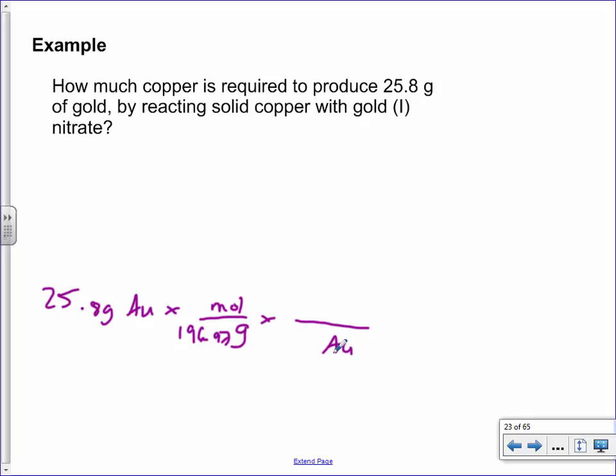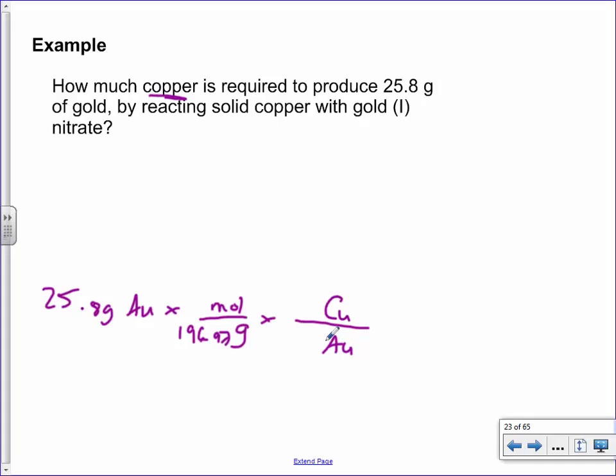What do we actually want to try to find? What's the question actually asking us to solve for? How much copper? Okay, so we need copper. Here we run into a bit of a problem though. I need to know the ratio of copper to gold. Do I have that? How do I find that?